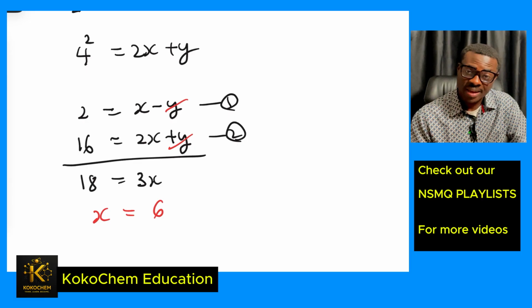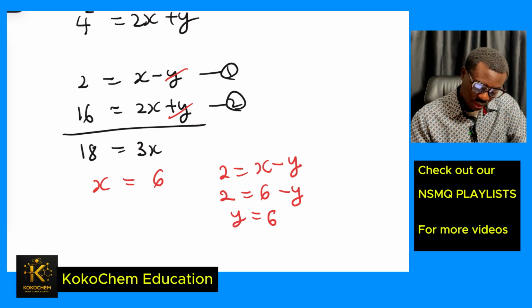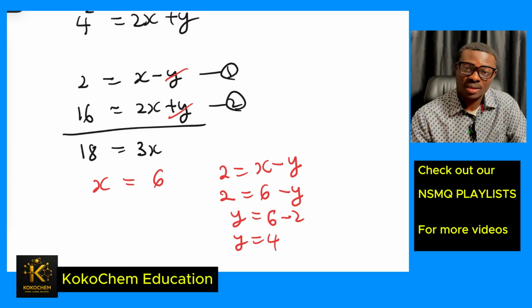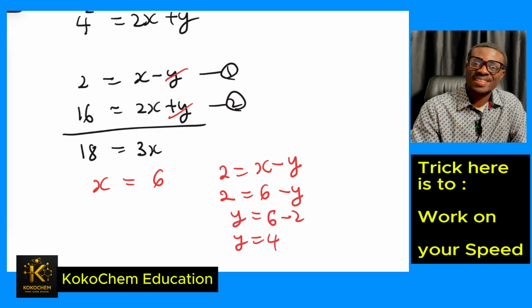Once you get the value for x, you can put it in either equation 1 or 2. I'm going to put the value of x into equation 1. So equation 1 is 2 is equal to x minus y. 2 is equal to 6 minus y. Therefore, y is equal to 6 minus 2. So y is equal to 4. That's the answer the WASSCE guys gave. The trick here is that you have to memorize the pattern. You have to memorize the question itself and be able to predict an answer, which will be accurate.